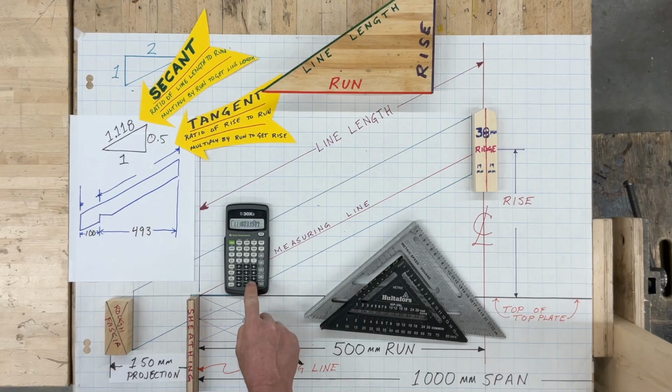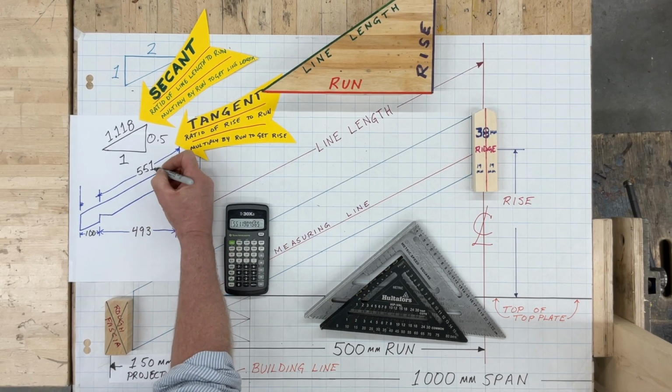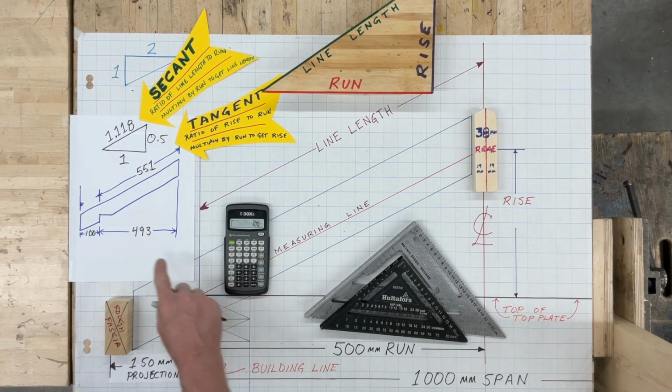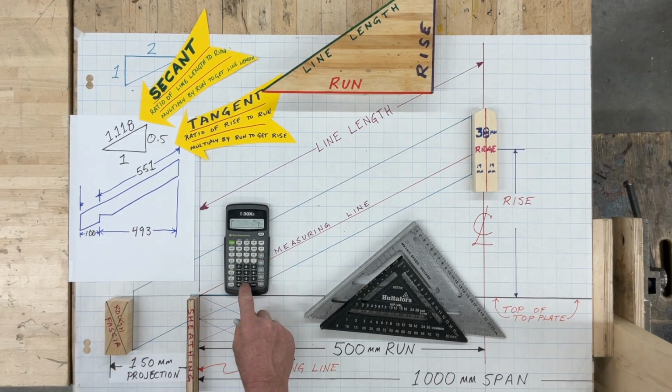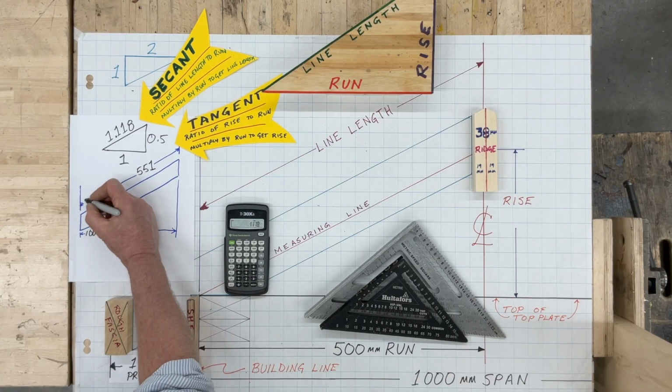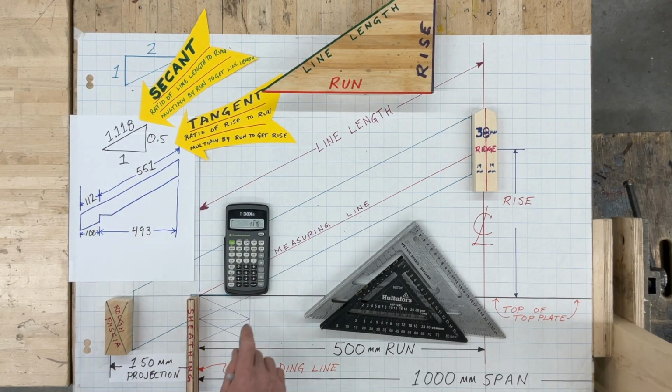Now multiply the two runs by the secant to get the line lengths that you're going to mark on your rafter stock. To avoid compound error, you will want to pull all your measurements from the tip of the ridge plumb cut. So also put in the running total on your diagram.